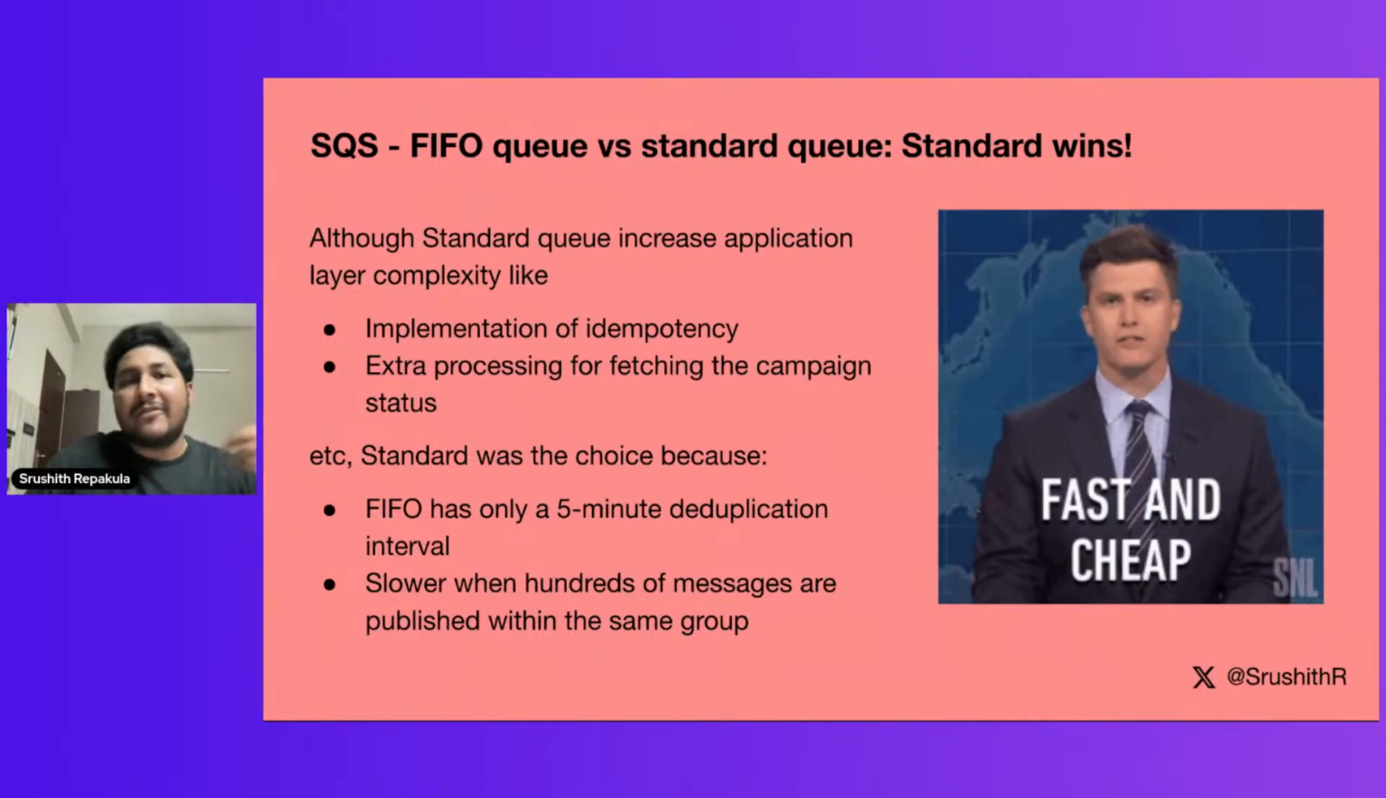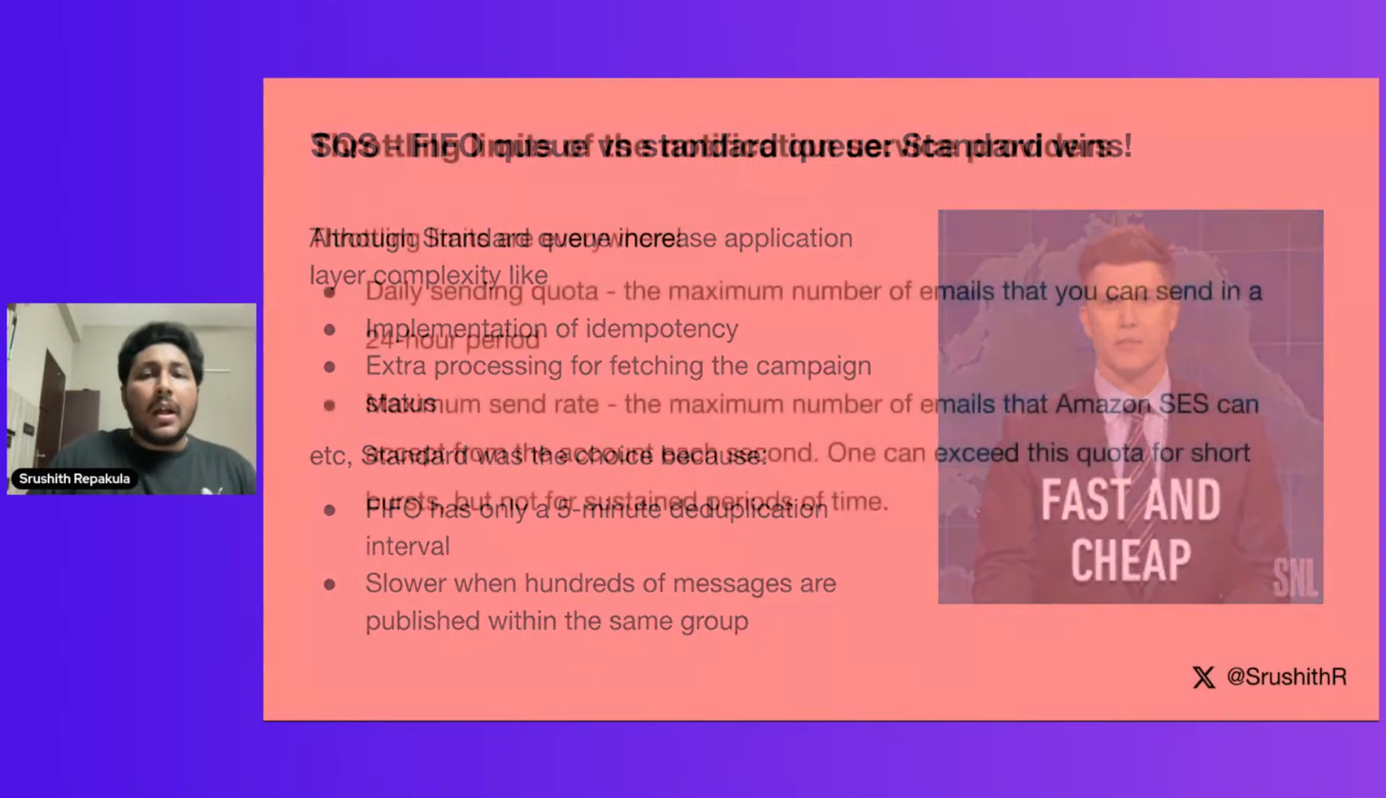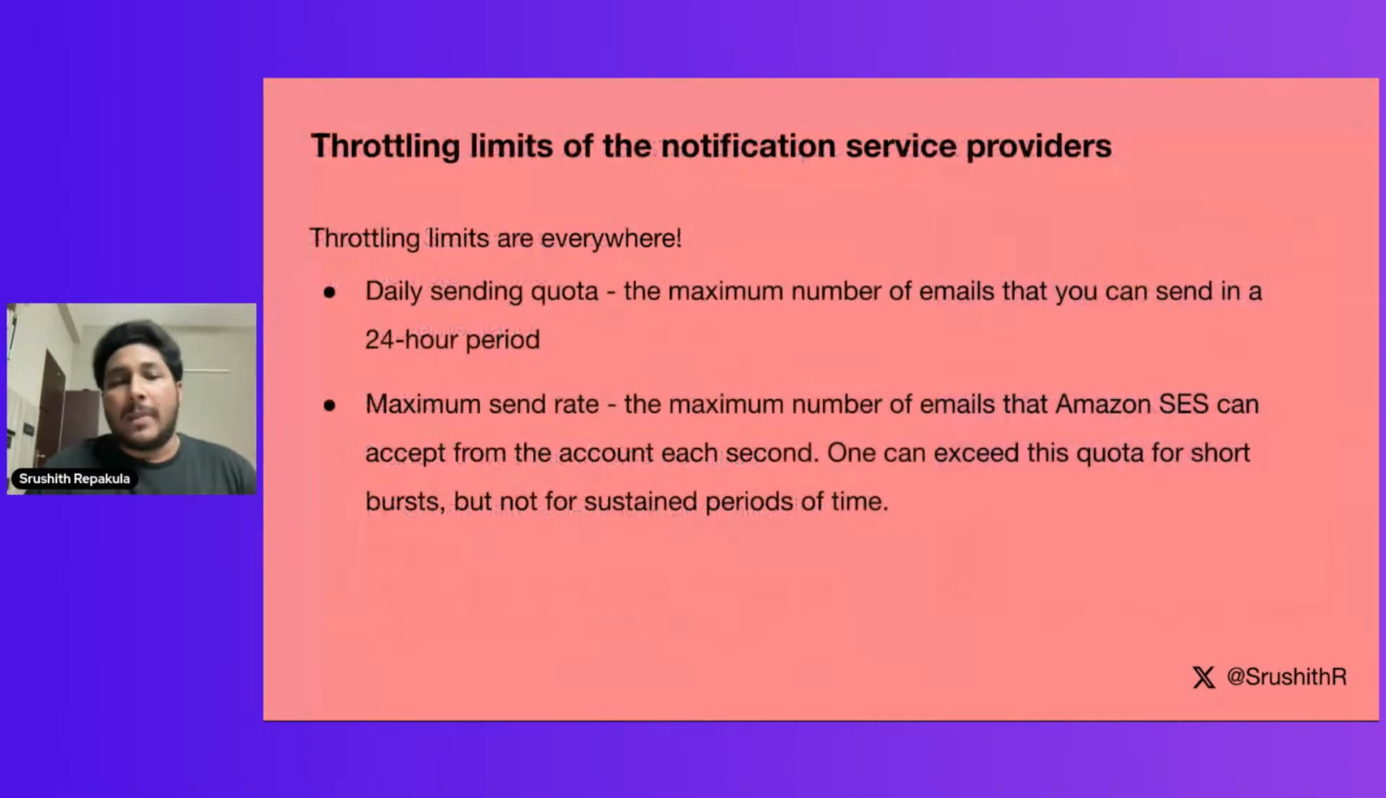So as I told you, we have to have an architecture that is scalable to hundreds and thousands of messages. If you have them in order for a particular campaign, it can take up to hours as well. The next one is the throttling limits, one of the problems that I mentioned.